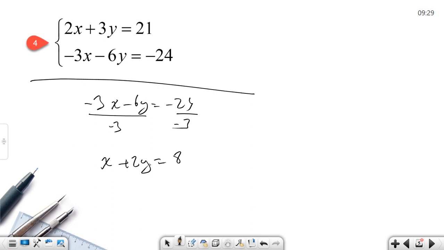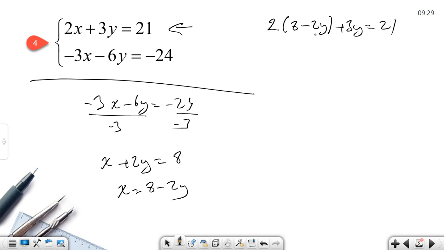Now I can use the substitution method. Why? I can write this equation as x equals 8 minus 2y, so now I have a simpler equation. I will substitute this into the first one. So 2 times (8 minus 2y) plus 3y equals 21.